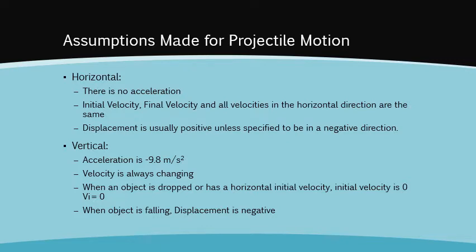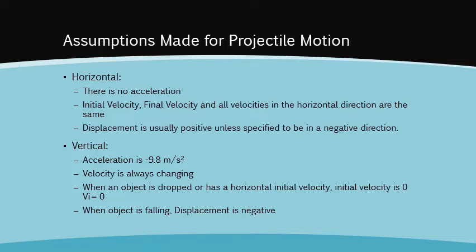Assumptions for projectile motion. For horizontal, there is no acceleration, initial velocity and final velocity, and all velocities in the horizontal direction are all the same. Displacement is usually positive unless specified to be in a negative direction.